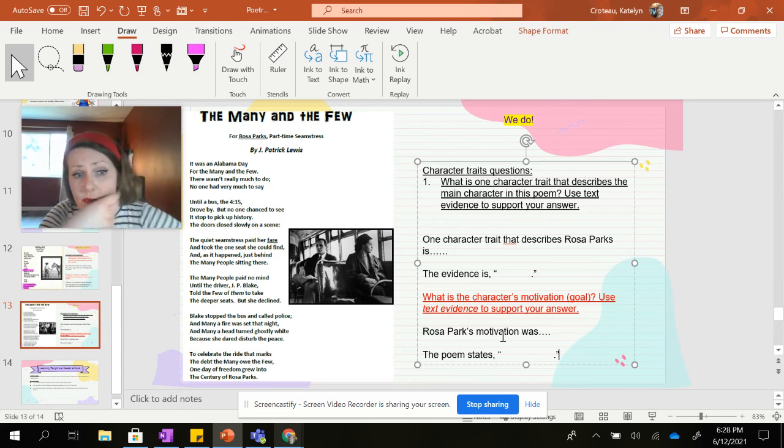You could also here, because it's kind of hard to find this, what I'd recommend is think about maybe what happened after she sat on the bus. That could be a good piece of evidence because it shows what happened because of her actions, and you could still use that. Okay.